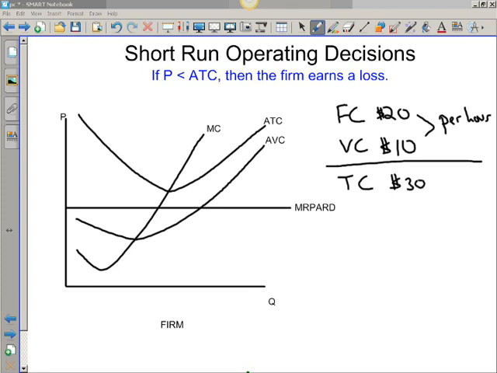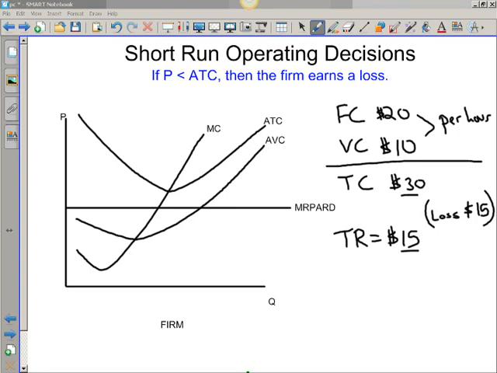Now, if the total revenue during that period was not enough to cover the total cost, the firm would earn a loss. Let's suppose that in this case, the total revenue was only going to be $15. Well, total revenue of 15 minus total cost of 30 means the firm is going to earn a loss of $15.